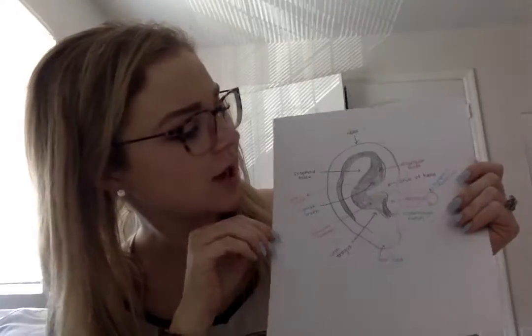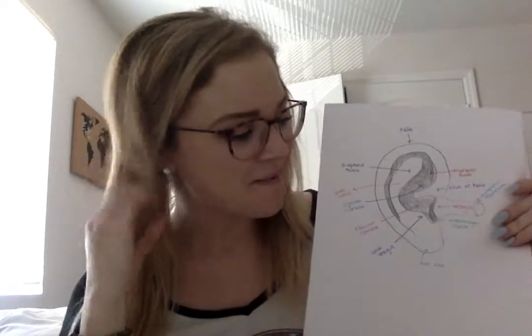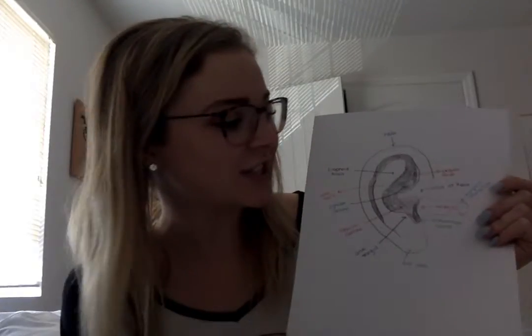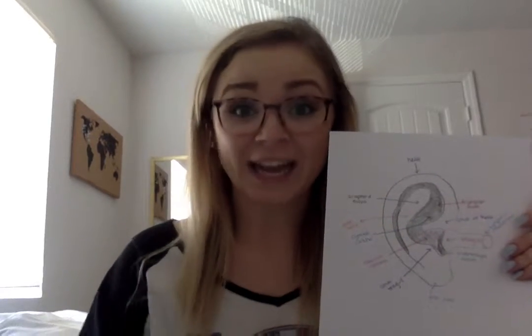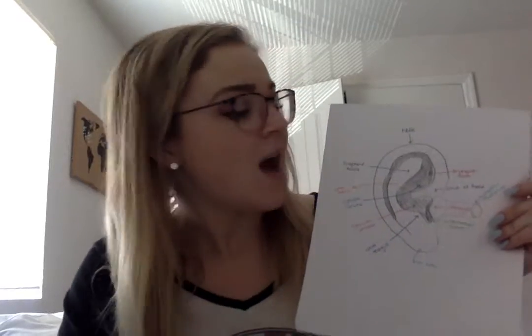Hey guys, so I decided to talk about the outer ear today, and I'm going to show you the picture of the outer ear that I drew. I'm obviously not an artist, but you can see the basic structures. The outer ear consists of two things, the pinna and the EAC, which is the external auditory canal.